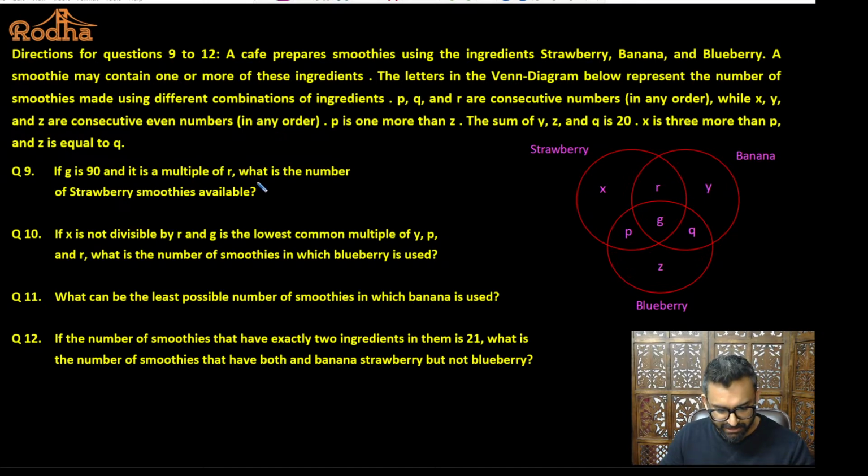Let me read once what the questions are asking for. If G is 90 and it is a multiple of R, what is the number of strawberry smoothies available? If you read the questions, you'll get the idea that the question is not going to give us only one arrangement. There can be multiple possible arrangements, because if the question starts with "if", there is a possibility of getting questions with many different options. So what we need to understand is that we have to relate these variables x, y, z, p, q, r, and g, and find the answer according to the question.